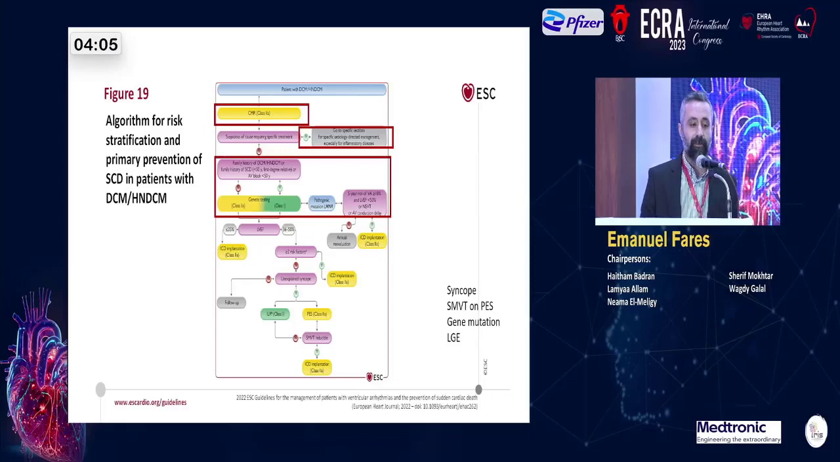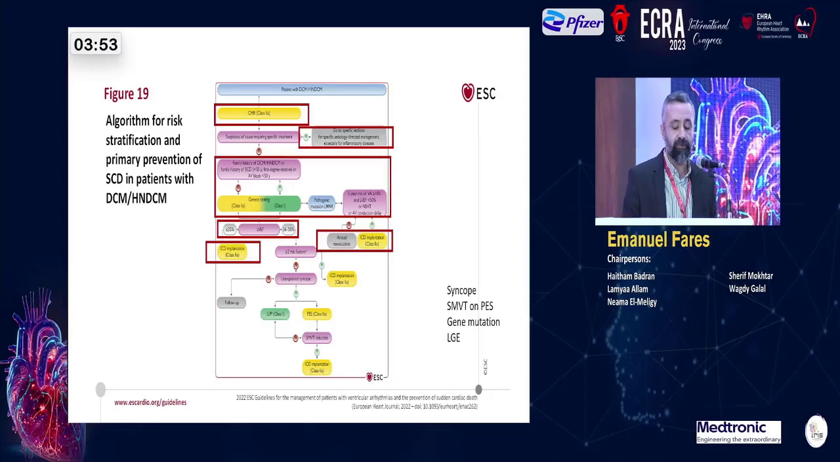Now, what about other patients? We have patients who have a severely depressed ejection fraction below 35%. They are indicated for an ICD, but now it is a class 2A, and that's a downgrade from the previous guidelines where it was a class 1 indication.